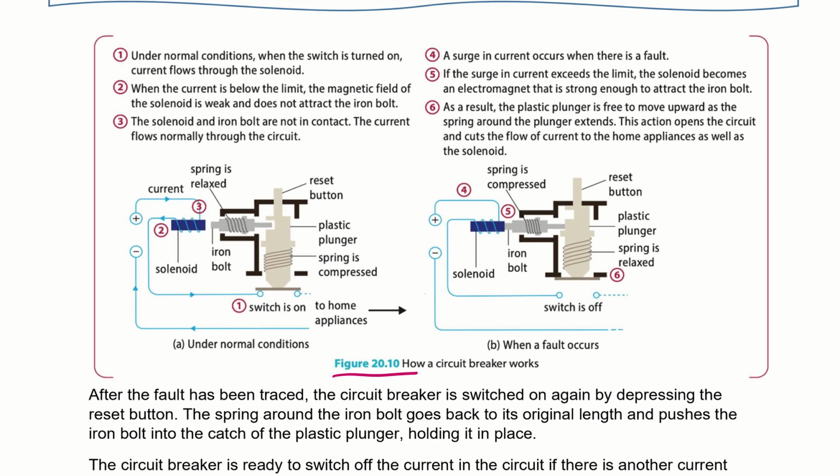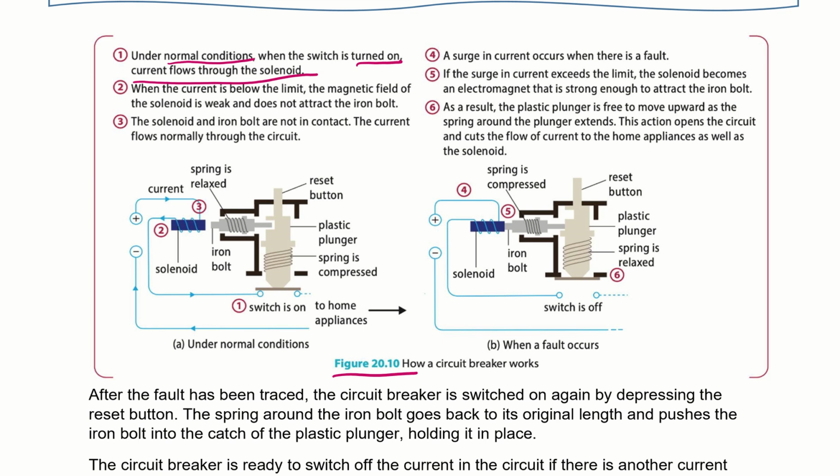Step 1, under normal conditions, when the switch is turned on, current flows through the solenoid. So very important, when current flows, it actually produces a magnetic field. When current flows, it produces a magnetic field.